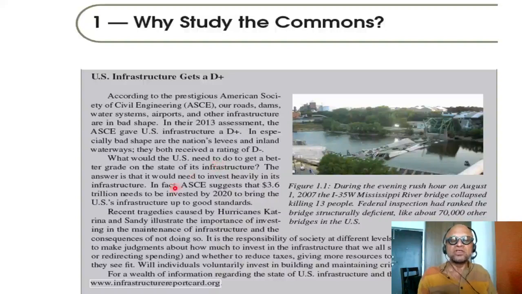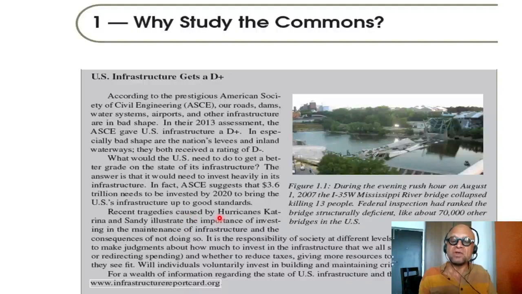What would the US need to do to get a better grade on the state of its infrastructure? The answer is that it would need to invest heavily in its infrastructure. In fact, the ASCE suggests that 3.6 trillion needs to be invested by 2020 to bring the US infrastructure up to good standards. So Joe Biden, now in 2022, I think 2021 or 22, managed to get a budget passed for a sort of economic recovery post-COVID, which includes a lot of infrastructure investment.